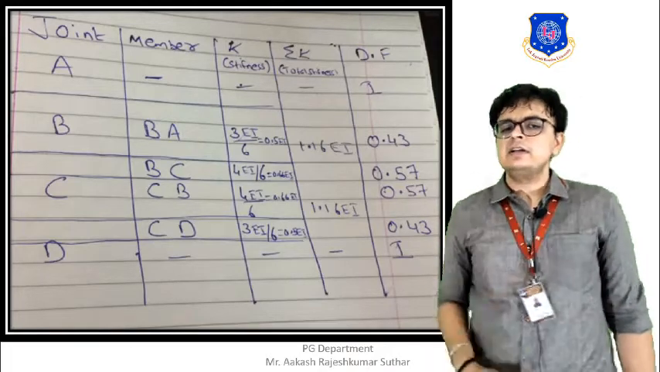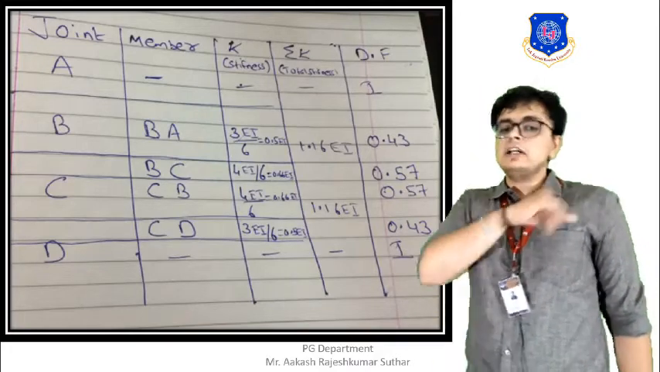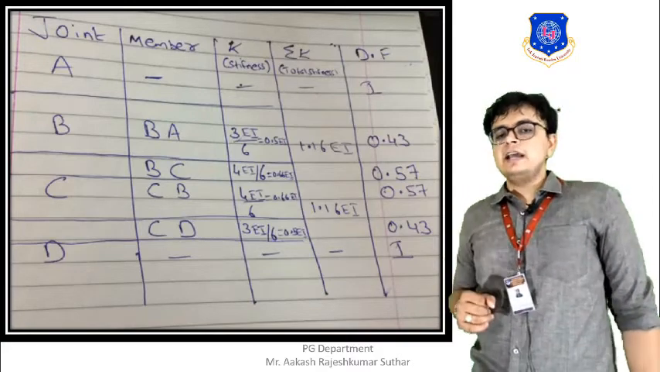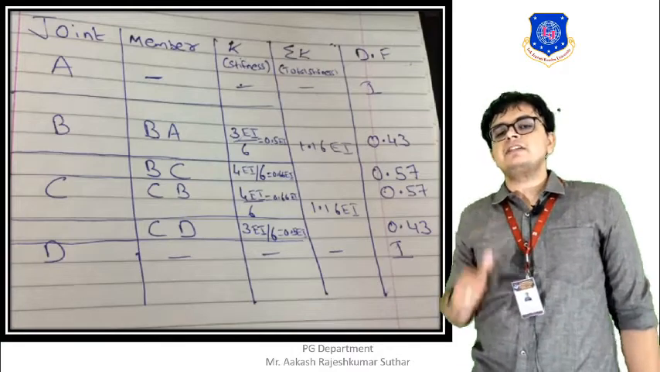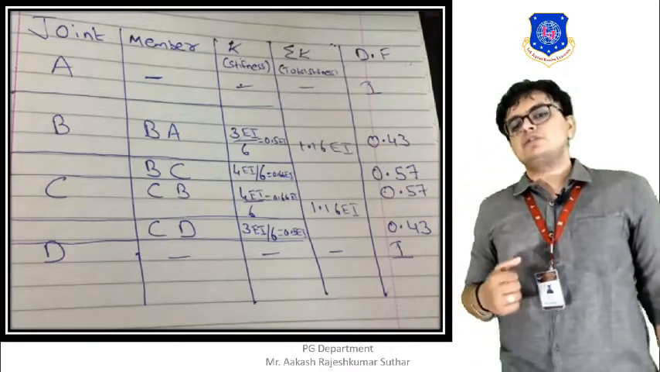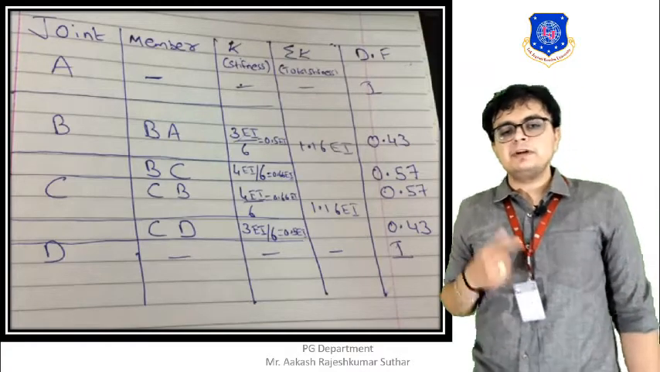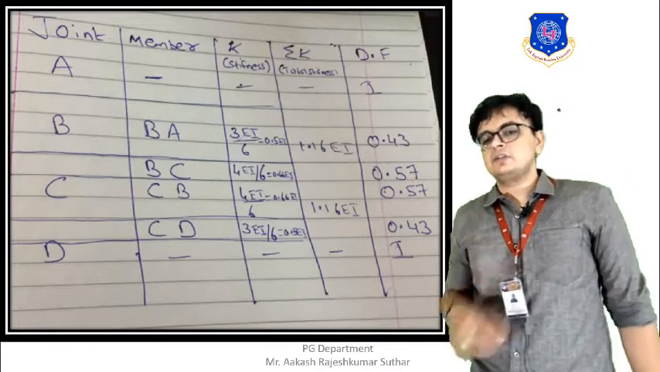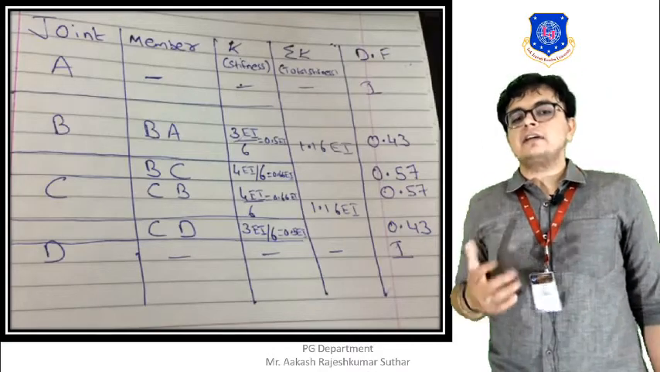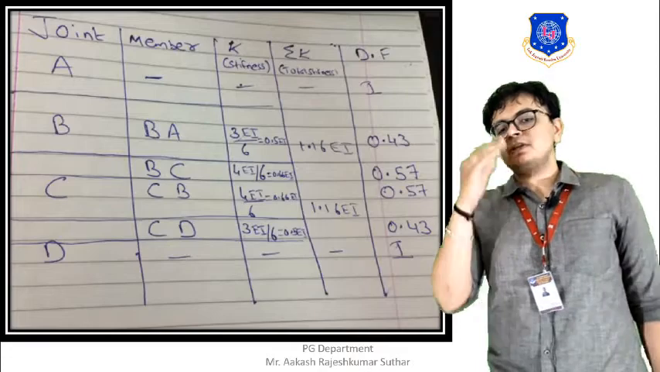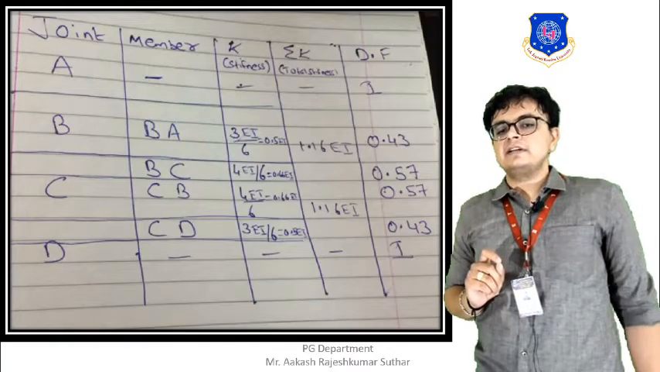At any joint the final sum of distribution factors will be equal to 1. Talking about joint B, the distribution factor for BA will be equal to 0.5 divided by 1.16 EI, so its value is 0.43. For BC, the distribution factor will be 0.4 divided by 1.16, so it will be 0.57. On adding the distribution factors of BA and BC, 0.43 plus 0.57, we should get 1.